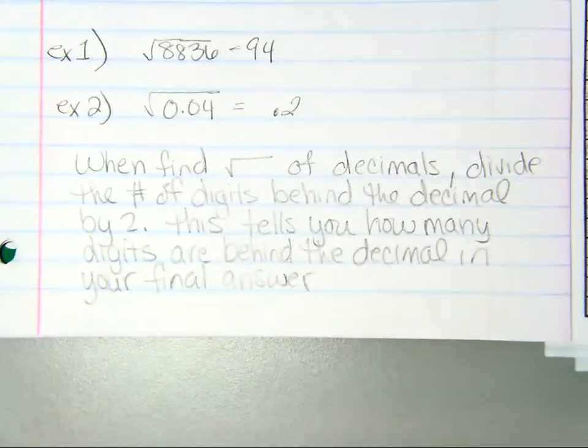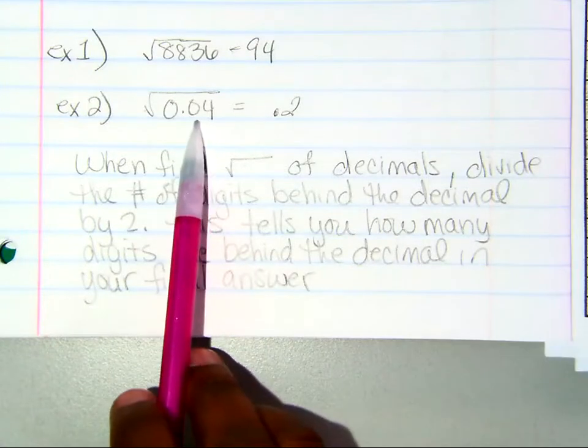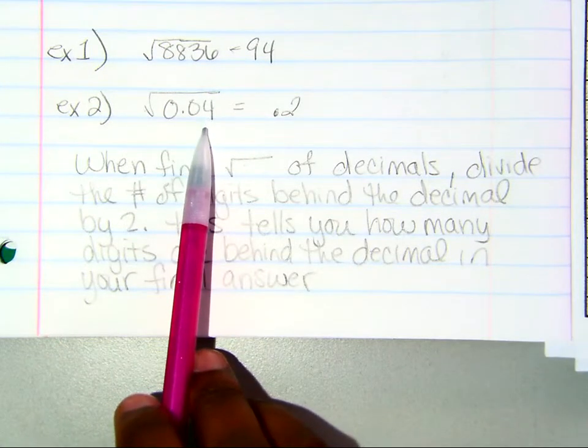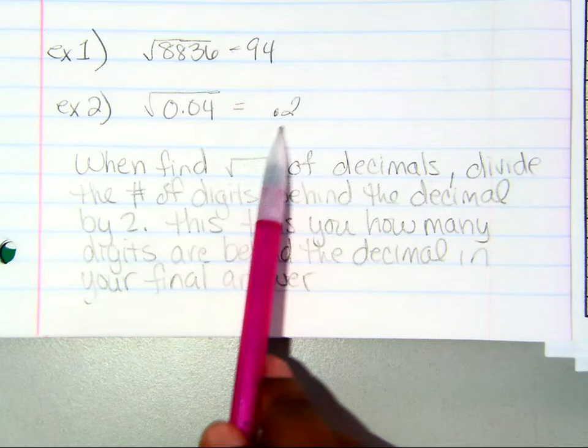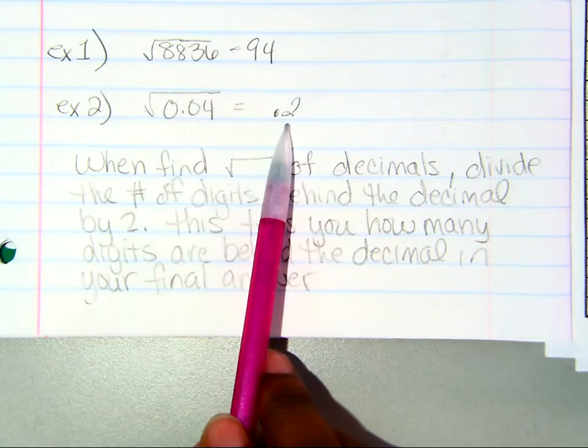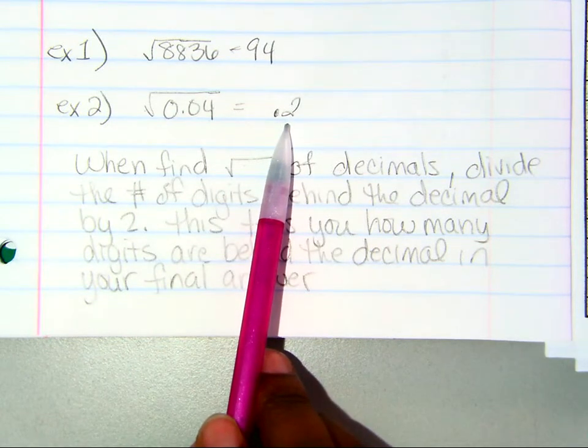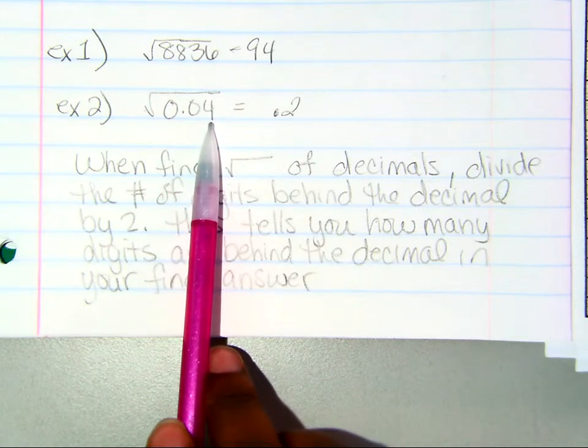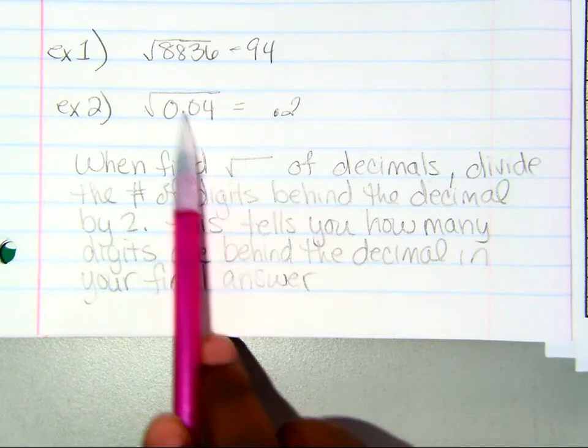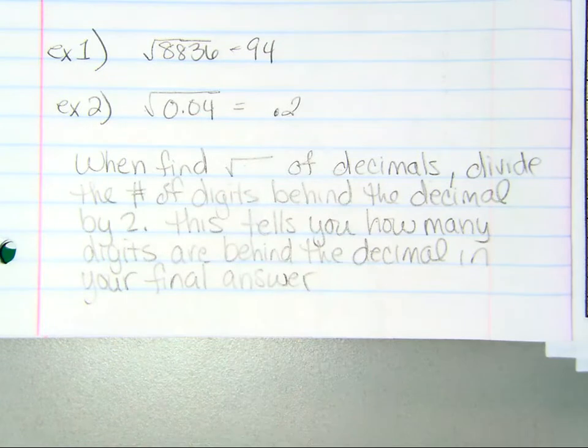Okay. So, how many numbers are behind the decimal here? 2. 2 divided by 2 is 1. So, how many numbers are behind the decimal in my answer? 1. You already knew the square root of 4 was 2. There were 2 numbers behind the decimal, so I had to just put 1 number behind the decimal. Does that make sense? I'll do another one for you.